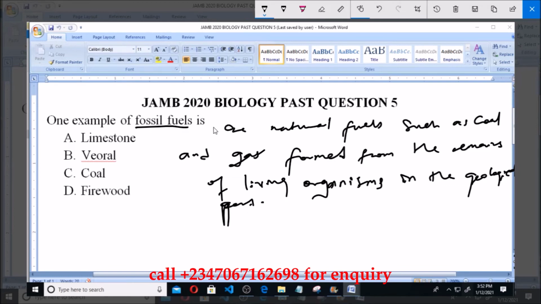So, fossil fuels are fuels formed from what? Formed from the remains of living organisms, and it includes coals and natural gas. And from the options given to us, we have coal here, and that's the answer to this question.